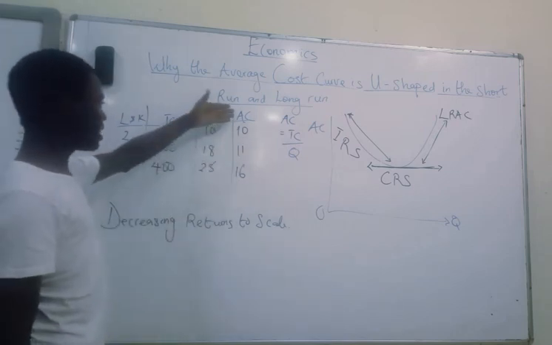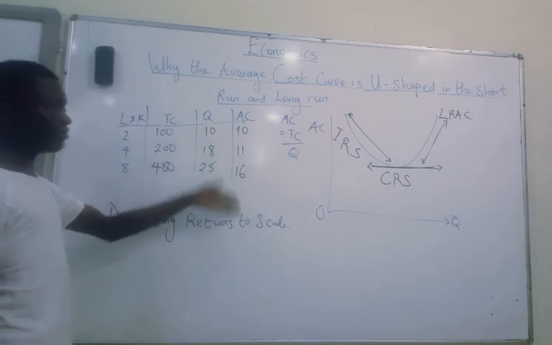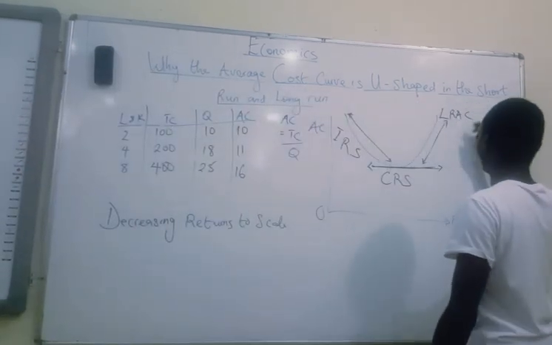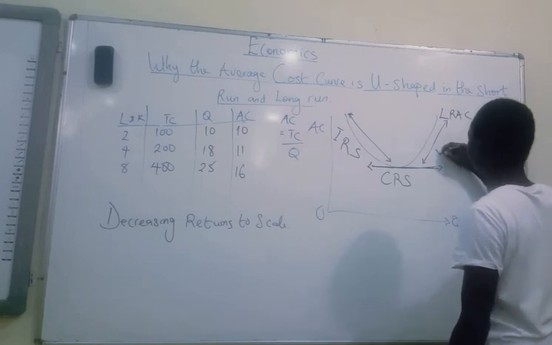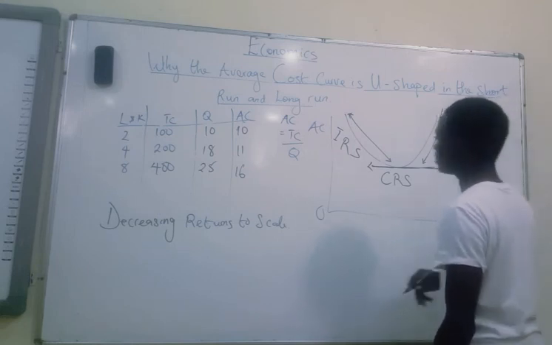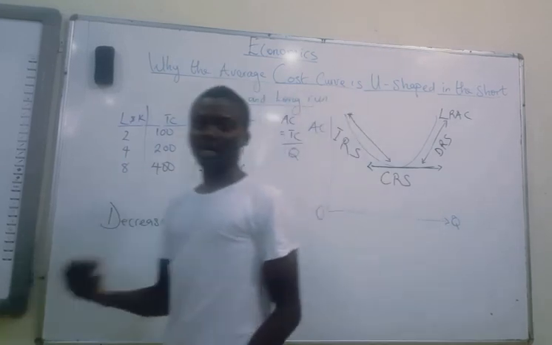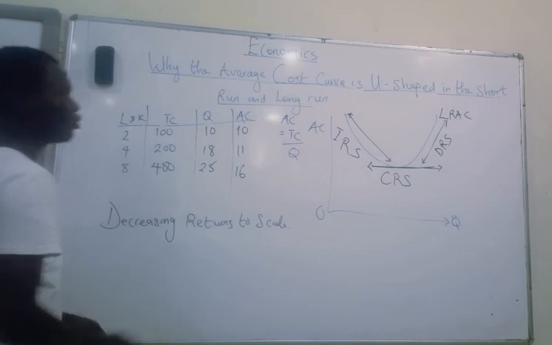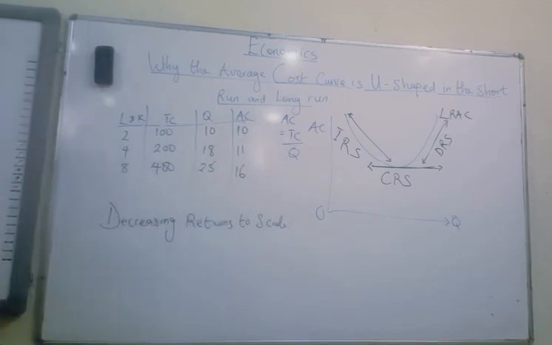So what do we observe? Average cost is rising from 10 to 11 to 16. So all of these points of the long run average cost curve are caused by decreasing returns to scale. So decreasing returns to scale increases the average cost of production in the long run. So it is responsible for the upward sloping parts of the long run average cost curve.